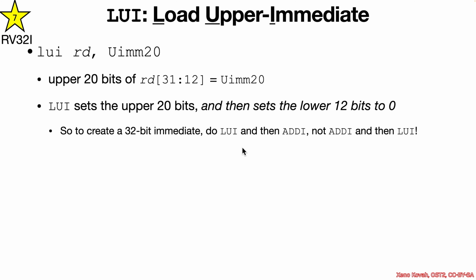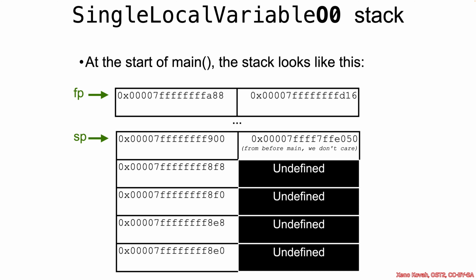Okay, so now it is time for you to go off and draw your own stack diagram. So I'm going to want you to go and put single local variable O0 into GDB, and I want you to debug through it, like single step through it, and keep track of what's going on the stack and fill in values as you see them. I'm giving you this as an initial starting state. You should see this. If you don't see this, then something probably went wrong.